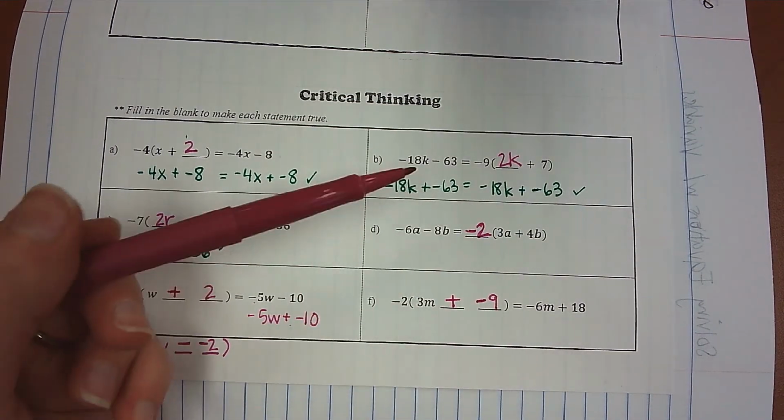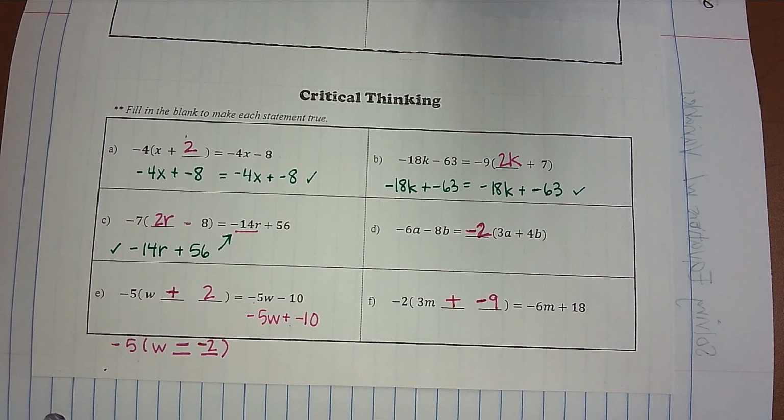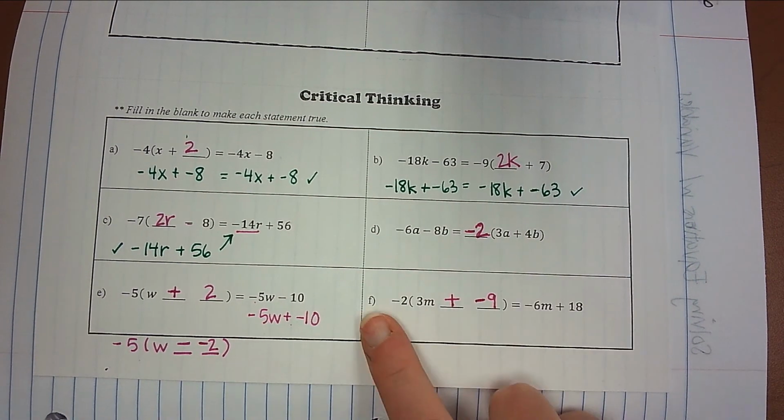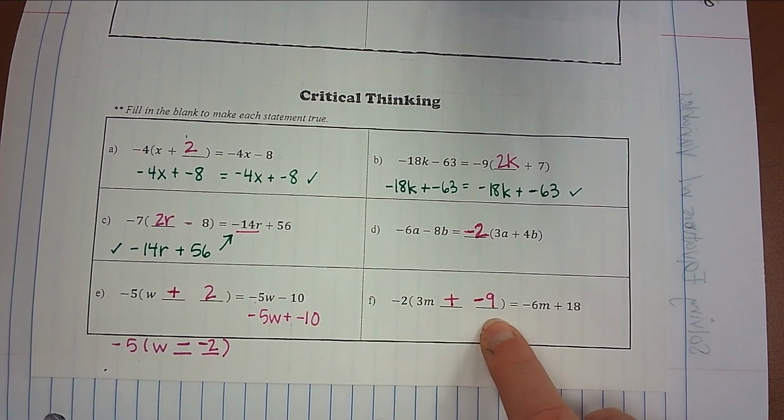And if you wanted to check your work and distribute to see that it matched, you could have. But this first blank should have been negative 2, and then for letter F, we should have had plus negative 9.